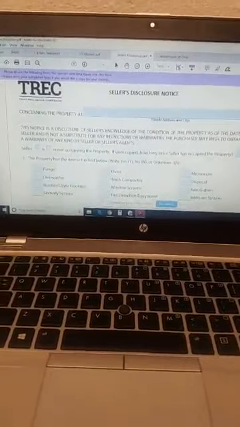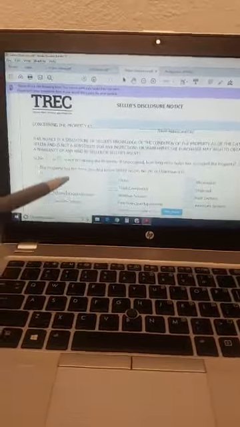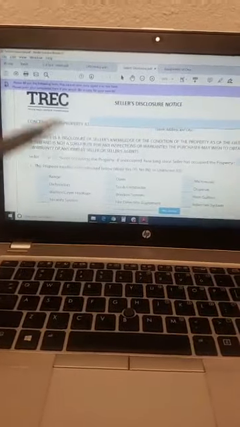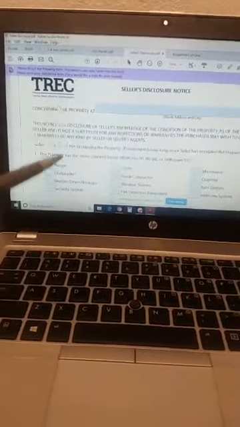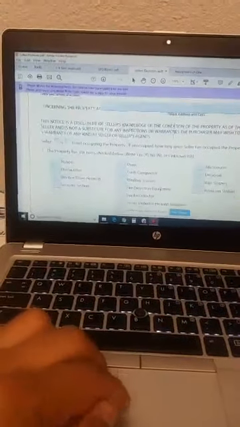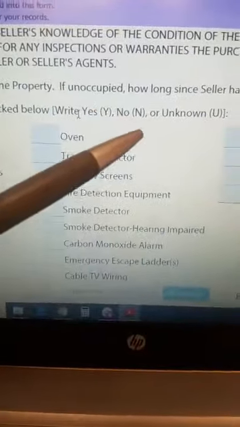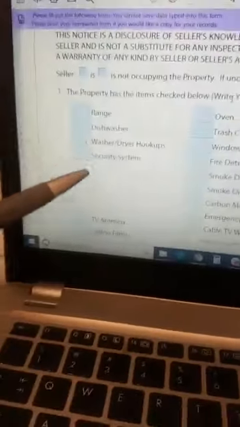Mind you, whoever's buying this house doesn't really care what the condition of the house is because they're usually professional investors that know how to renovate a home. But again, you want to cover yourself, so you always have the seller fill this out. It's basically a yes or no or unknown in all these boxes. Every box has to be complete. You can't leave any blanks.